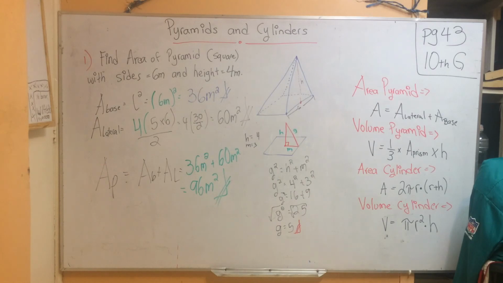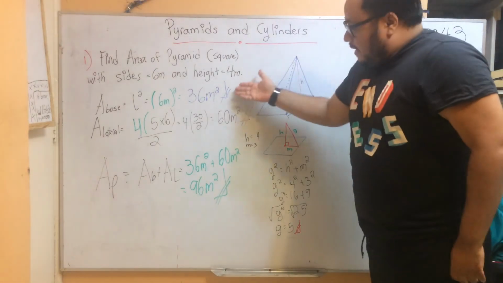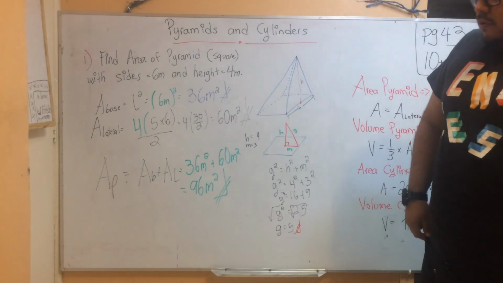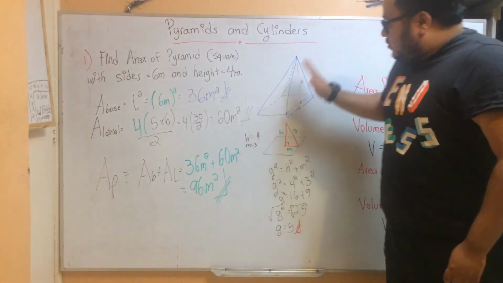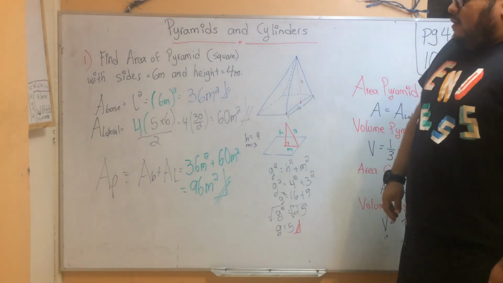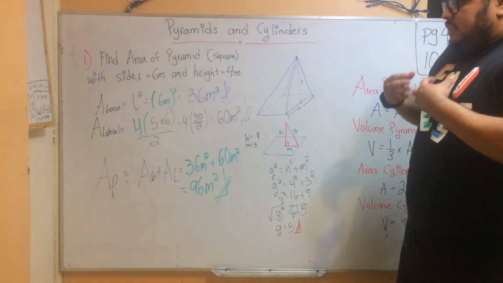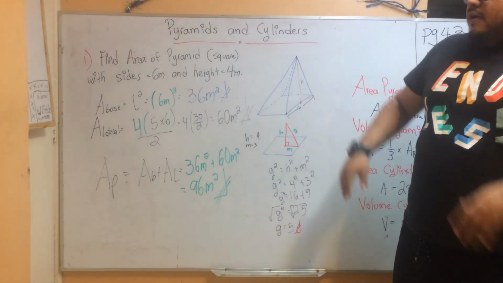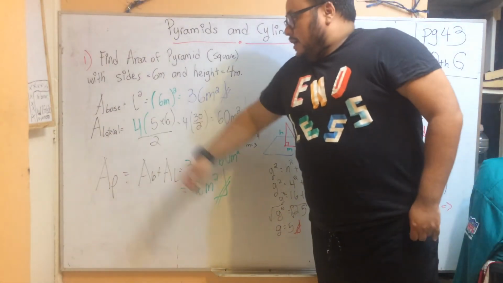Let's review how we got the area of this pyramid. First, we need to get the area of the base. Then we need to add it to the area of the lateral. Now, since we have 4 laterals, 1, 2, 3, and the one on the back, 4, that means we need to multiply it by 4 here. But that is the second step. The first step, area of the base.